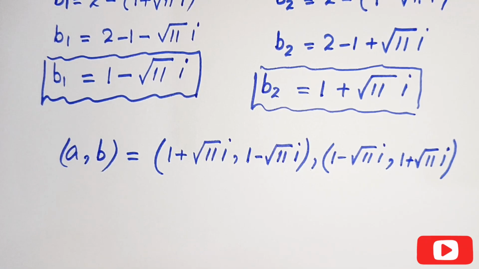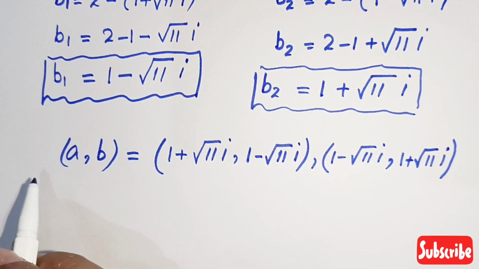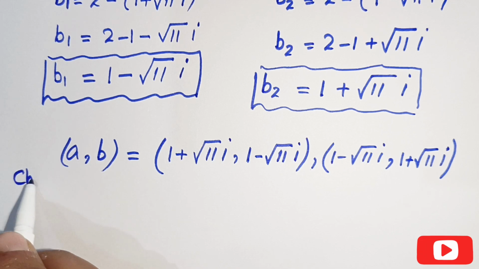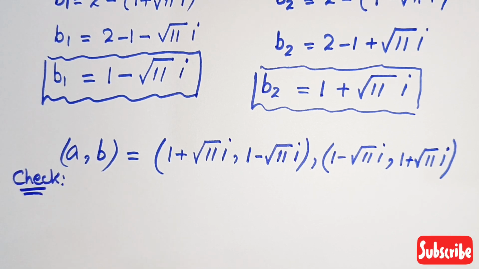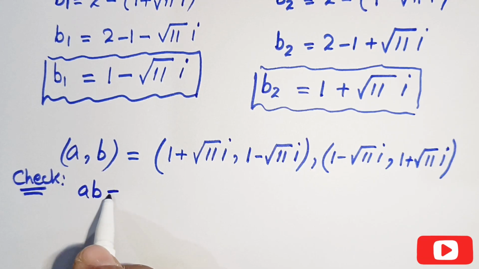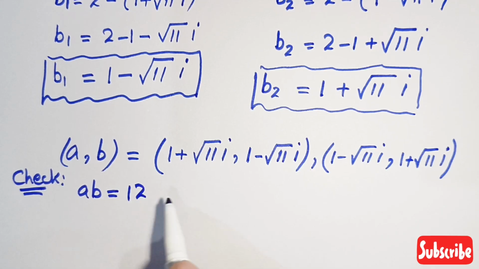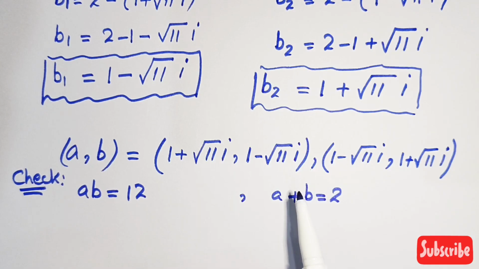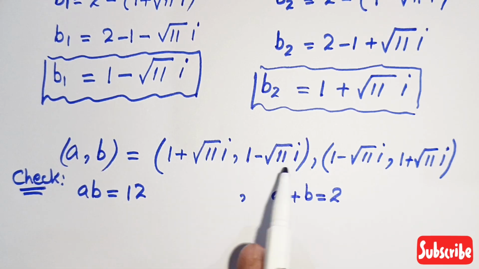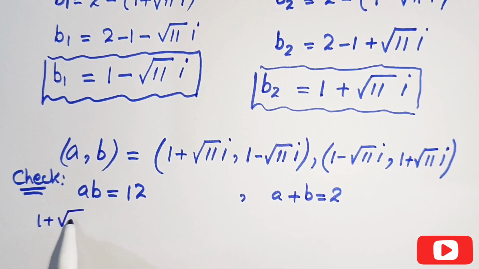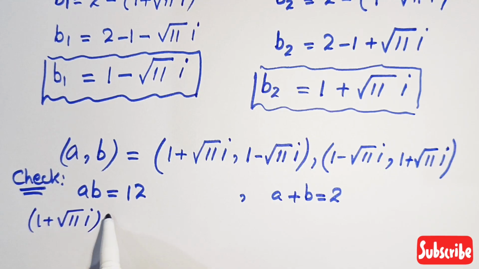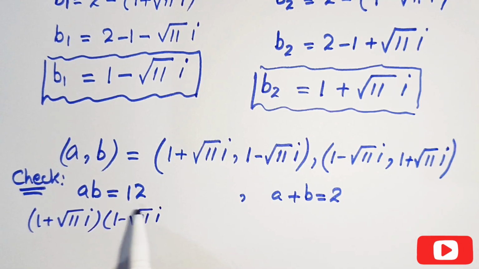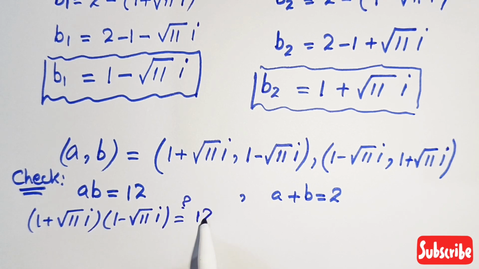Now we can verify our result here. For verification we use our equations. We have two equations: ab is equal to 12 and the other one is a plus b is equal to 2. We just put any pair of values to verify these equations. Here, if we use the first pair of values, 1 plus square root of 11i times 1 minus square root of 11i, that should be equal to 12.